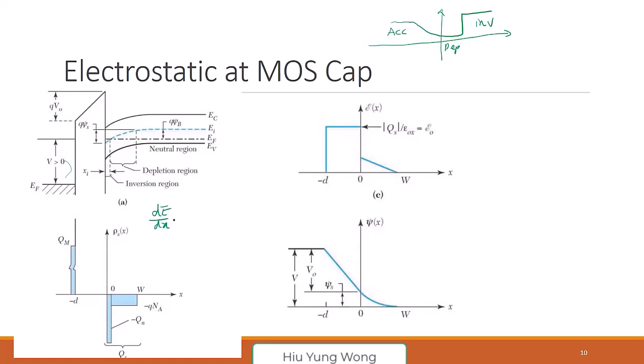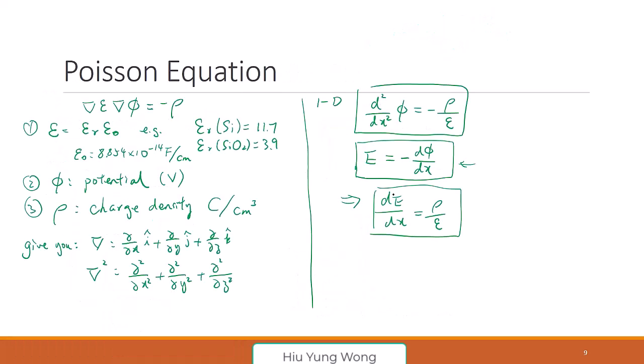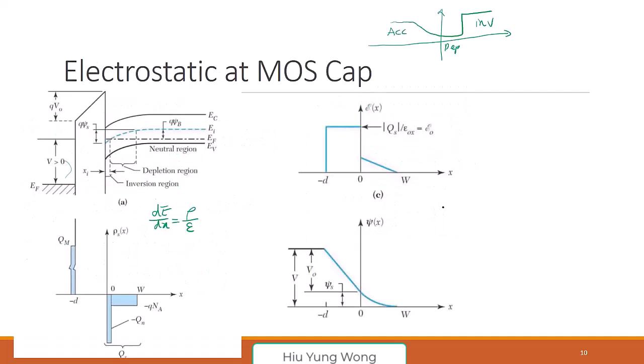dE/dx equals rho divided by epsilon. This one, dE/dx equals rho divided by epsilon. I know the rho already. Rho is the charge density, right? So how do I find E? E will be equal to the integral of rho divided by epsilon dx. All I need to do is just keep integrating here.